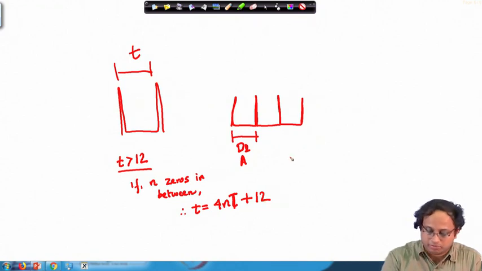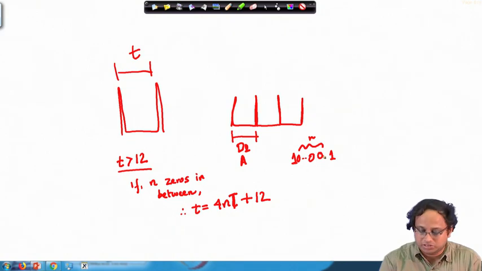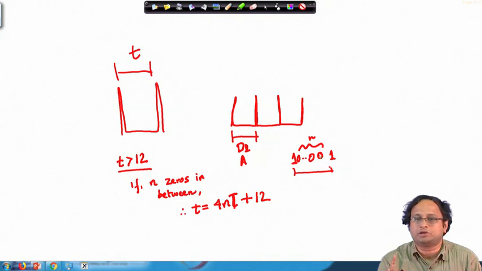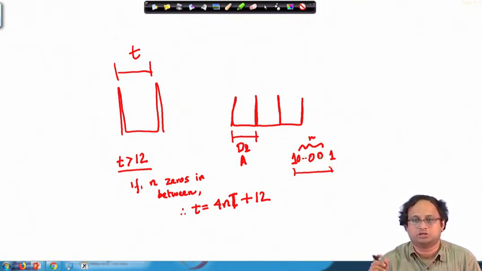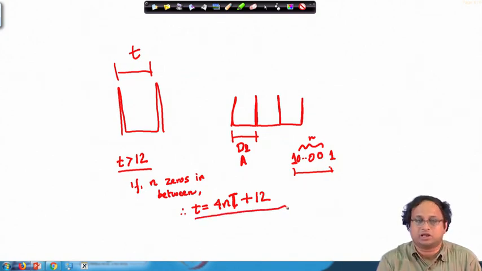What I mean to say is, I am talking about a key sequence where there are two ones and n zeros in between, like 0 0 0 0. If this is the time difference between them, then all the zeros will be doing a doubling operation. Every doubling takes 4 into T, because T is the time period of my clock. There are n zeros, so it will take 4 into n into T. So I get a simple equation like this. If I know the clock time period and the value of t, then I can calculate n, the number of zeros in between.